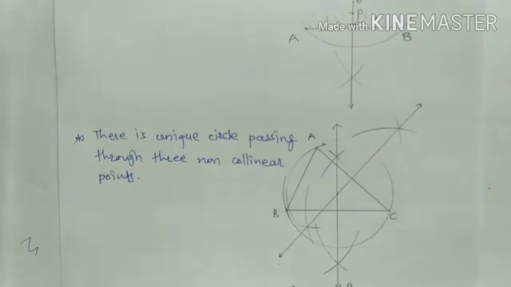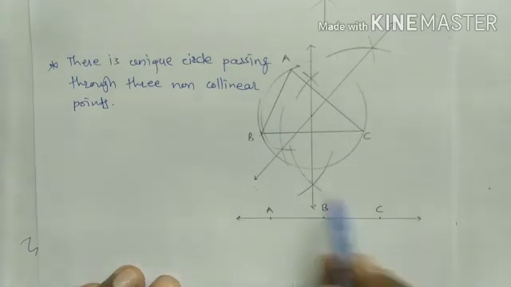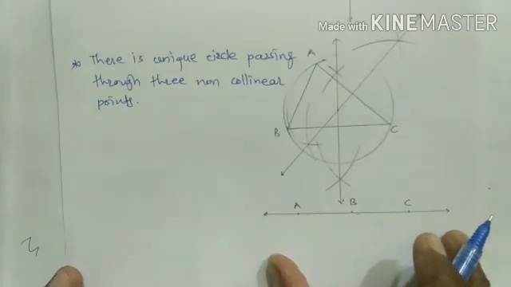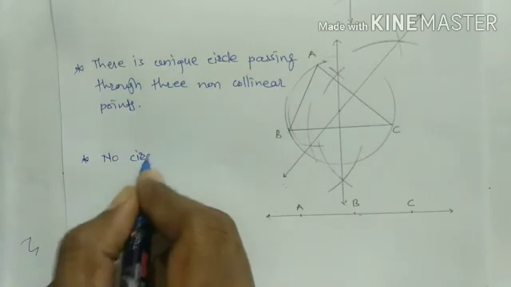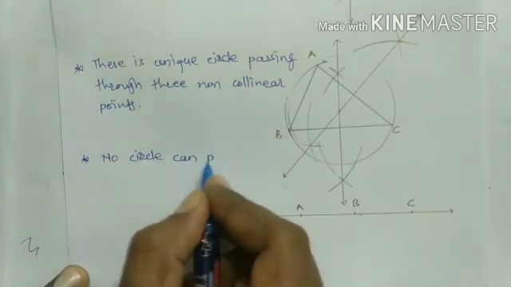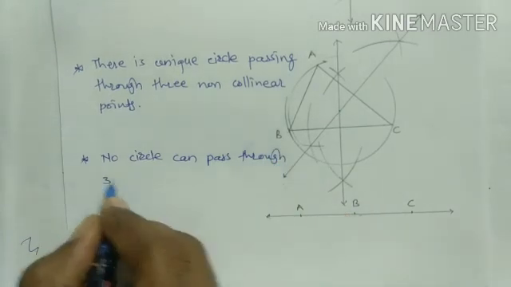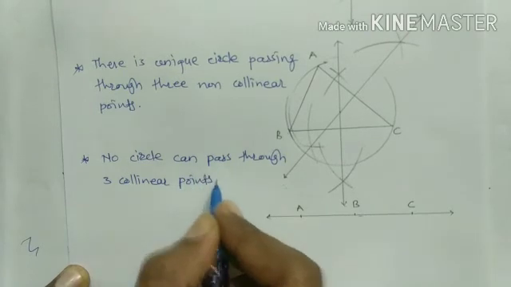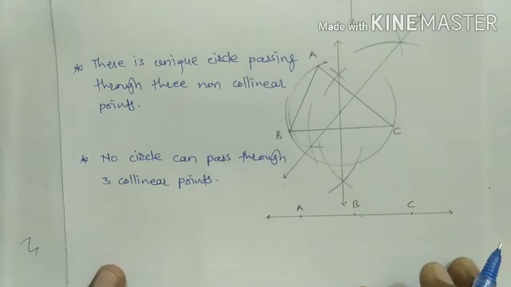Now if these 3 points are collinear, आता जर हे 3 पॉइंट कोलिनियर असतील तर या तिन्ही पॉइंट मधनं पास होणारं एकही सर्कल आपल्याला ड्रॉ करता येत नाही. So here you write no circle can pass through 3 collinear points. या 3 collinear points मधनं, या तिन्ही मधनं पास होणार एकही सर्कल आपल्याला ड्रॉ करता येत नाही.